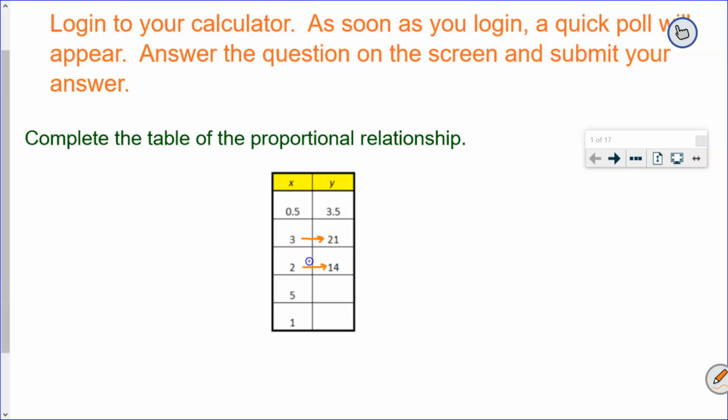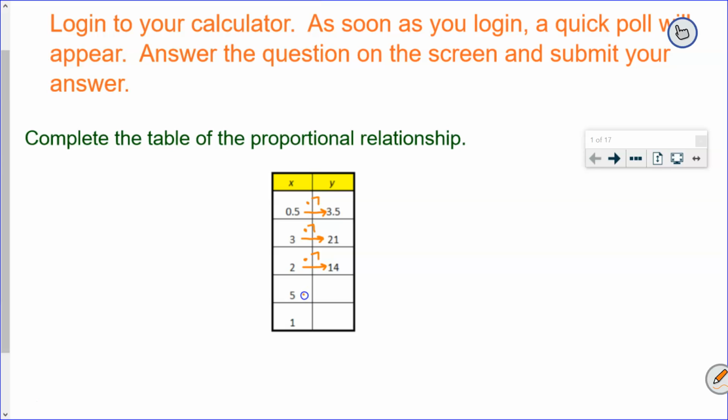Birdie, you multiply it by 7. It works for both parts of the table. 2 times 7 is 14. 3 times 7 is 21. And even here, 0.5 times 7 is 3.5.